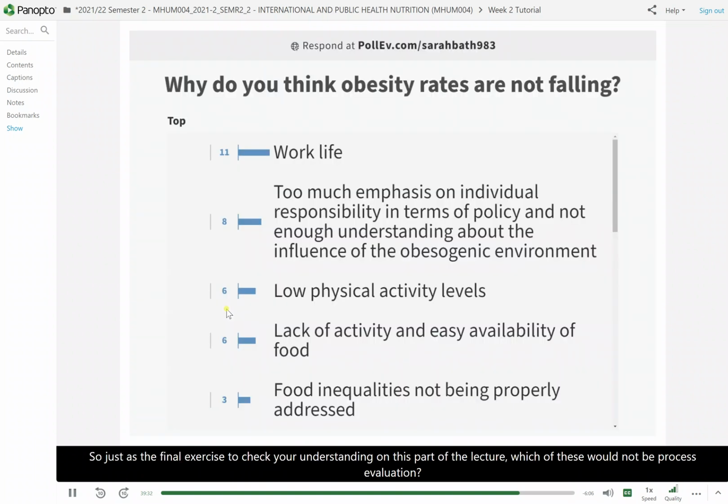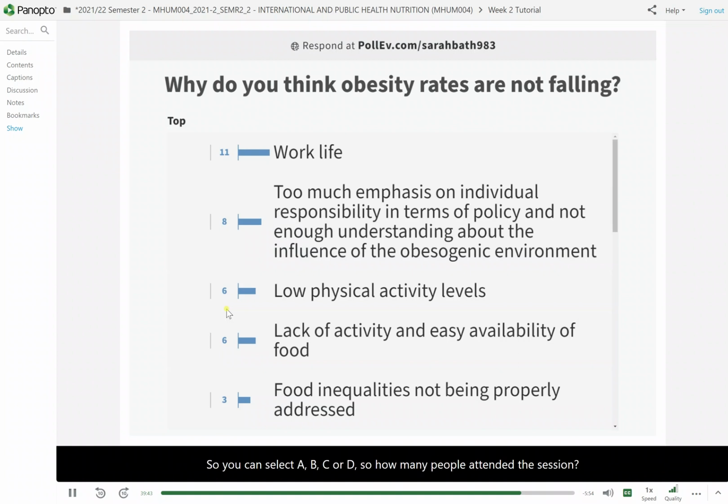So just as the final exercise to check your understanding on this part of the lecture, which of these would not be process evaluation? So you can select A, B, C or D. So how many people attended the session, the number who completed all of your sessions, why people dropped out, or whether the primary goal was achieved. So which of those is not process evaluation? I'll just give you a minute to do that.